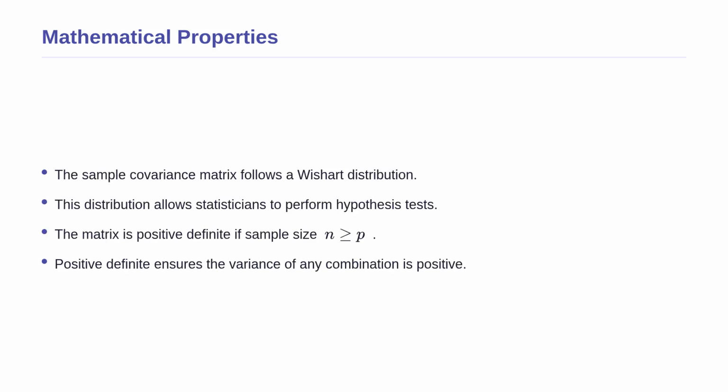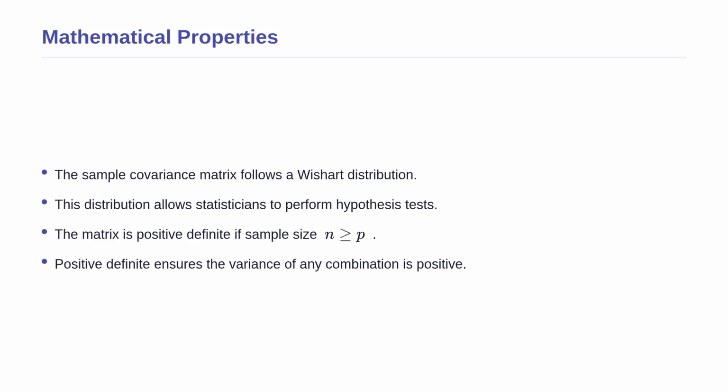Before we calculate this matrix with real numbers, we must understand two critical mathematical properties it possesses. First, just like the variance of a single variable follows a chi-square distribution, the sample covariance matrix follows a Wishart distribution. This is simply the multidimensional big brother of the chi-square distribution, and it allows statisticians to perform hypothesis tests to see if relationships are statistically significant.